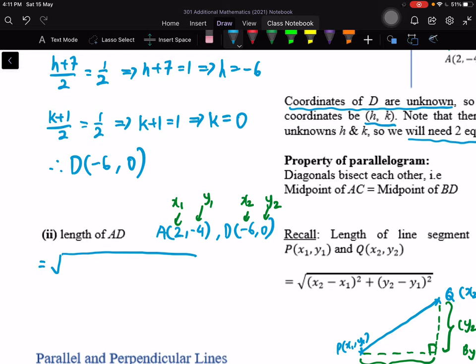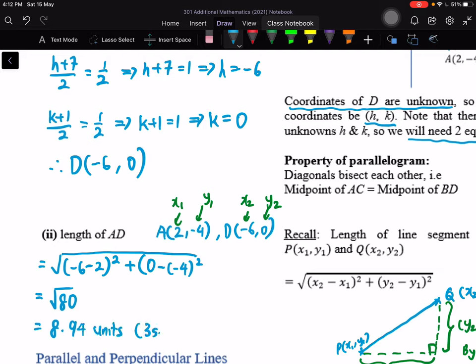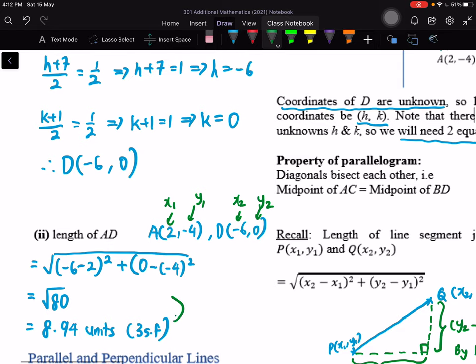So take a square root of (x2 minus x1), so you can write negative 6 minus 2, squared, plus (y2 minus y1), 0 minus negative 4, whole squared. Simplify using your calculator, you get square root of 80, or if you evaluate it, you get 8.94 units, to 3 significant figures. So how you get all this is to use the calculator.